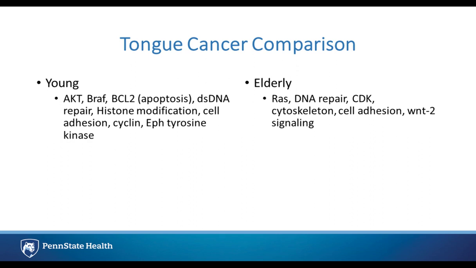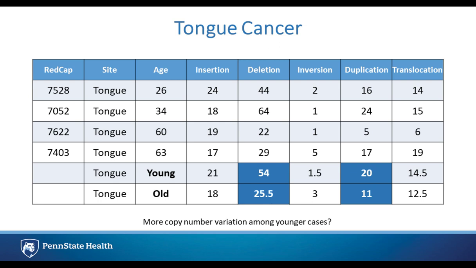Here's another look at just some of the different genes that are involved in young versus elderly. Again, in the young, you have involvement of BRAF and BCL2 of apoptosis, compared to more RAS signaling on the elderly side.